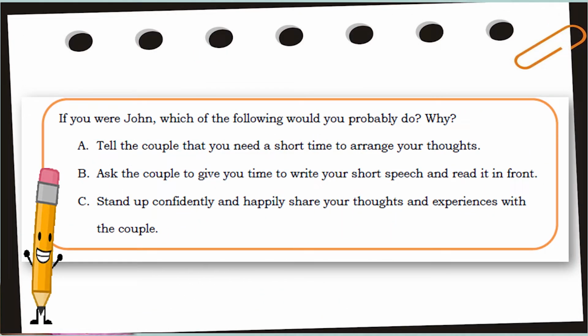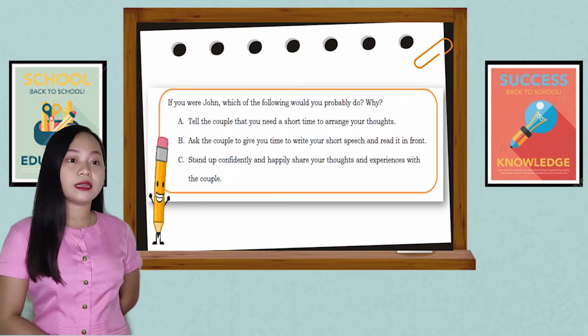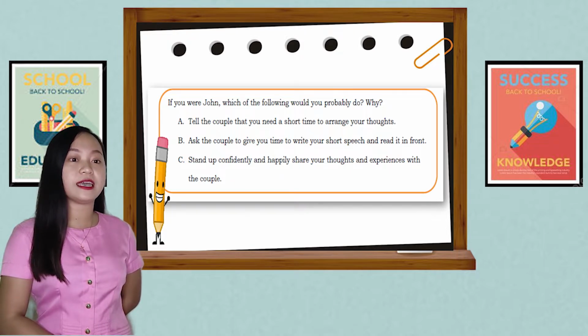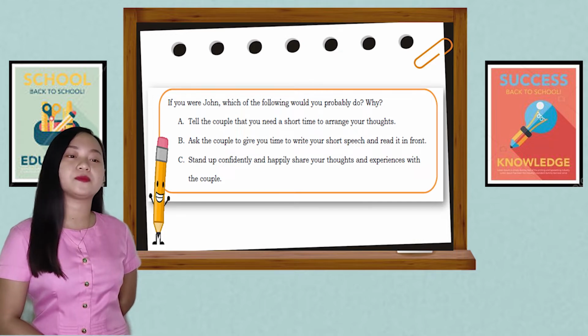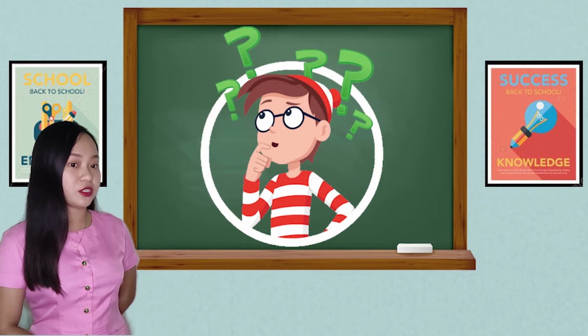If you were John, which of the following would you probably do and why? A. Tell the couple that you need a short time to arrange your thoughts. Letter B. Ask the couple to give you time to write your short speech and read it in front. Or letter C. Stand up confidently and happily share your thoughts and experiences with the couple. What will you do if you are caught in this situation?